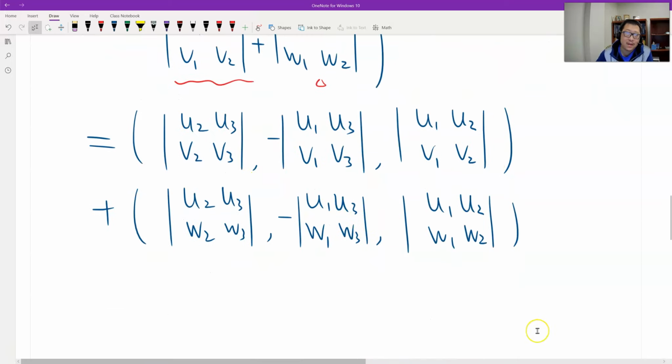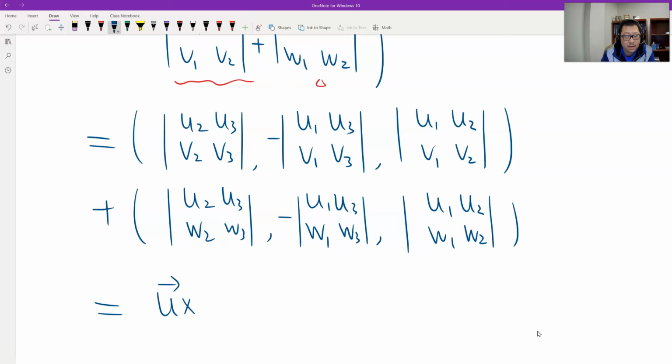And then what do we have? The first is a cross product of U and V, right? So U vector plus V vector. That's the first. What is the second? The second is U cross W, right? By the definition, again, which is U cross W.